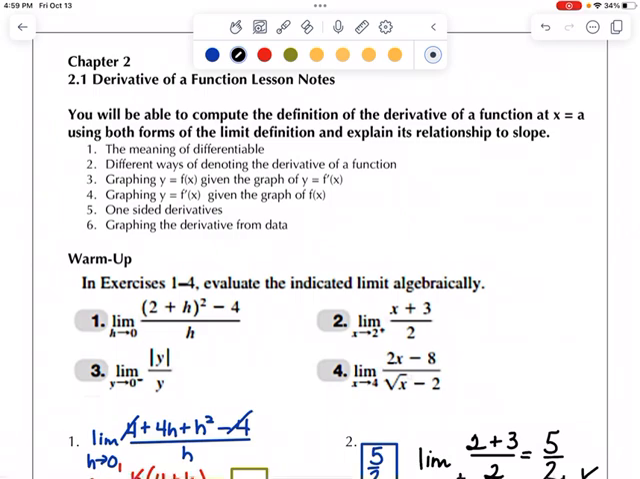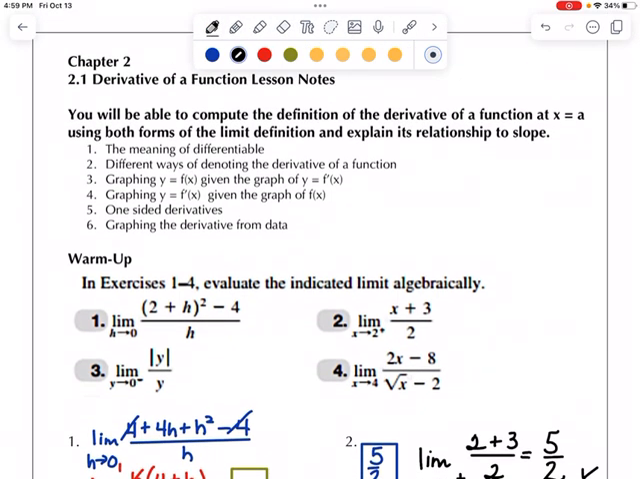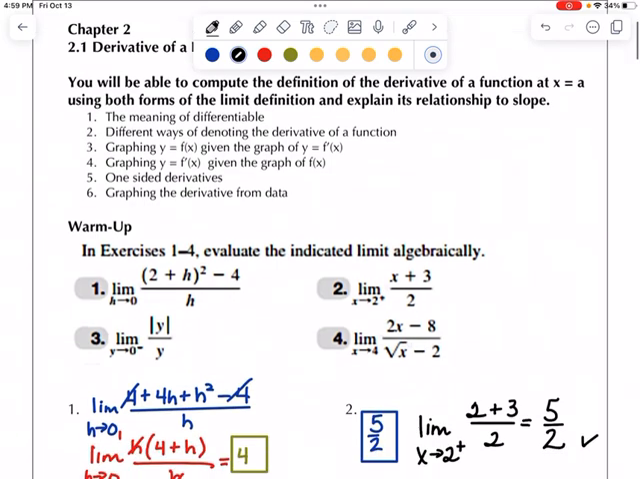So we've got this warm-up where, as we discuss the objectives, you're looking at differentiability, different ways of denoting the derivative of a function, graphing the function and the derivative, one-sided derivatives, and graphing the derivative from data.